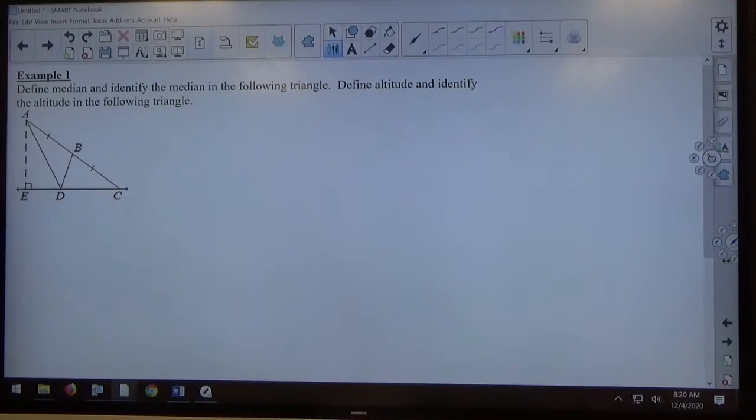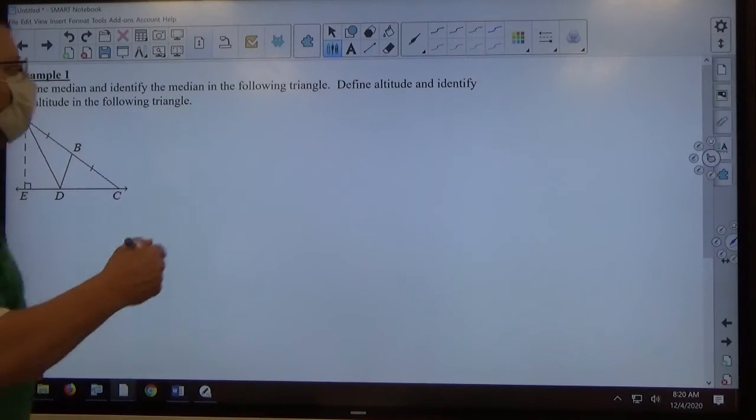So example 1, we're going to define the median and identify the median in the following triangle. Define altitude, identify the altitude in the following triangle.